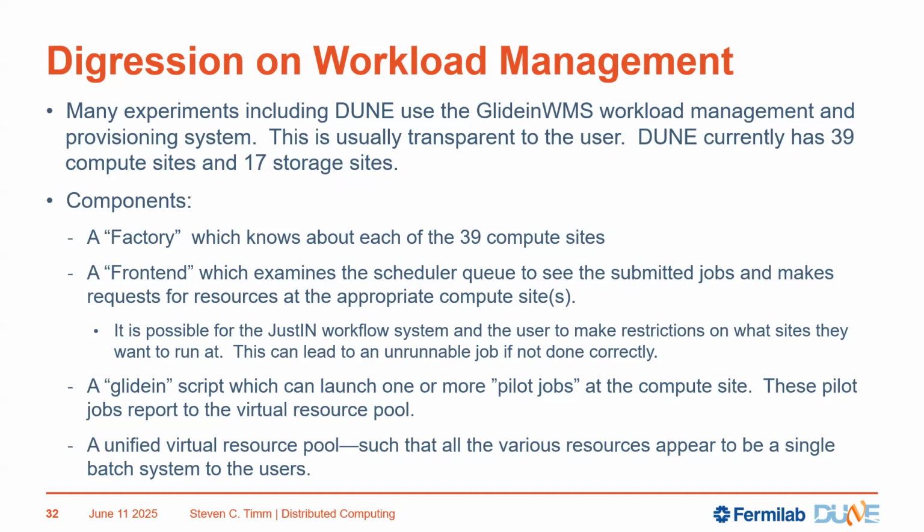There's a factory that knows about all the 39 compute sites. A front end is examining our scheduler queue to see which jobs are appropriate for which compute site. And the user can also pick, say, I want to run at such and such a site. Then what's called a glidein script, which is a shell script that runs at the remote site, launches a pilot job, and these refer to a virtual resource pool.